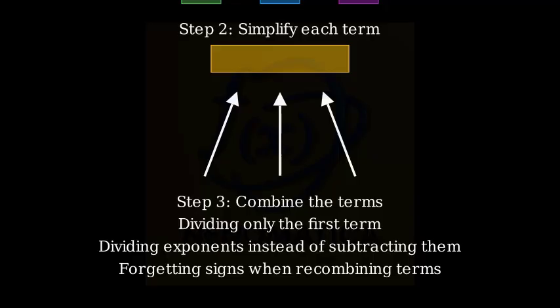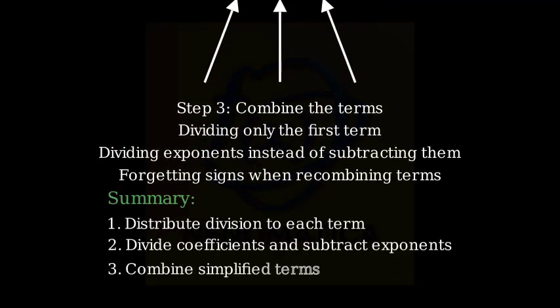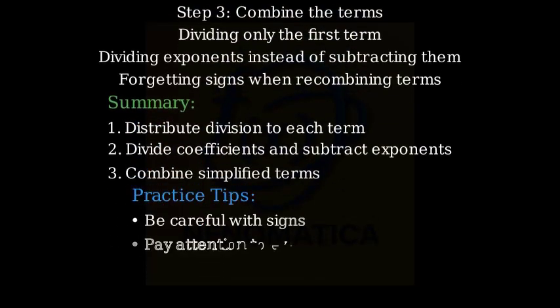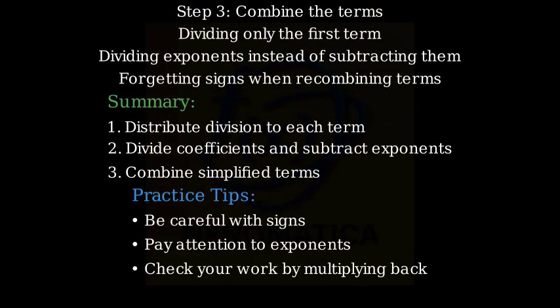In summary, to divide a polynomial by a monomial, first, distribute the division to each term of the polynomial. Second, for each term, divide the coefficients and subtract the exponents of the variables. Finally, combine the simplified terms to get your answer. With practice, you'll become more comfortable with this process.